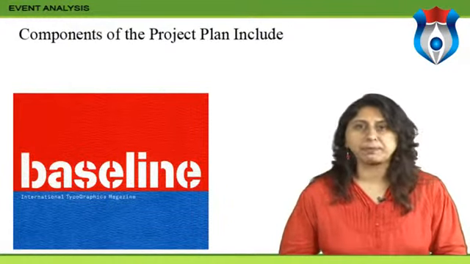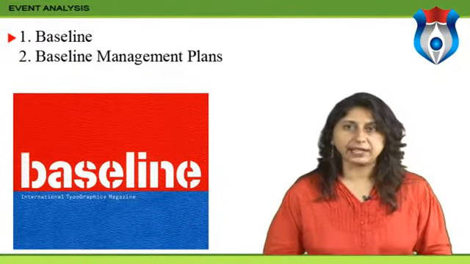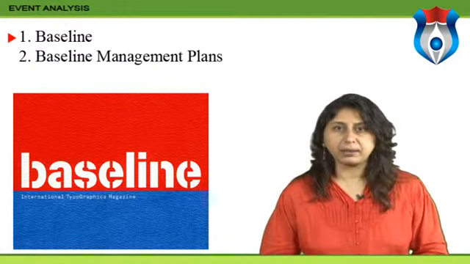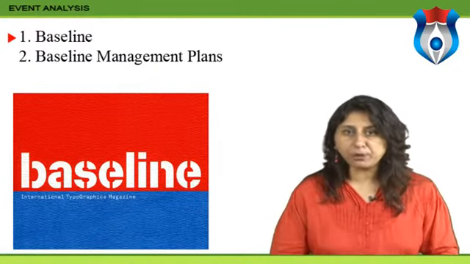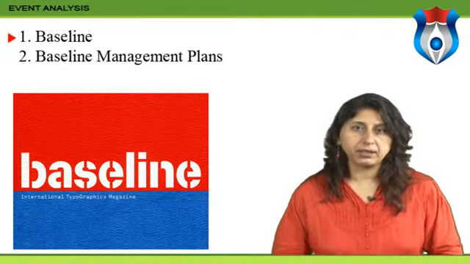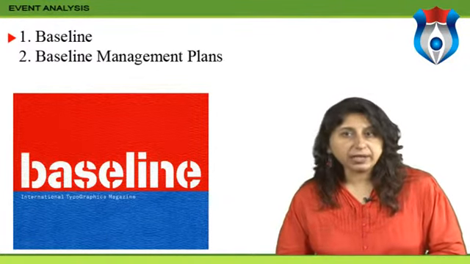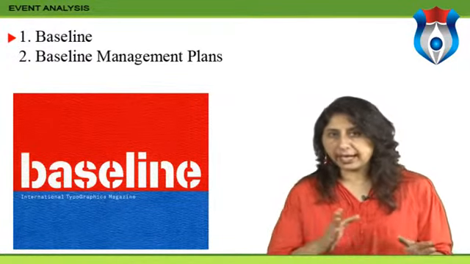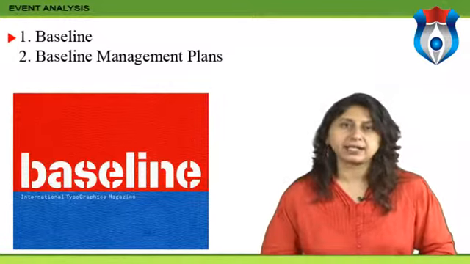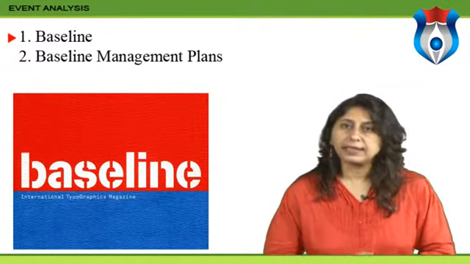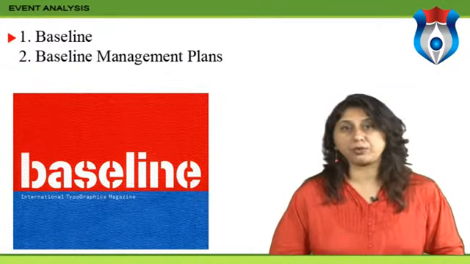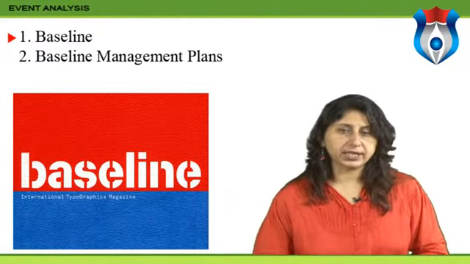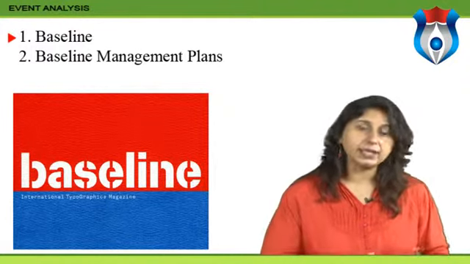Components of the project plan include baselines. Baselines are sometimes called performance measures because the performance of the entire project is measured against them. They are the project's three approved starting points and include the scope, schedule, and cost baselines. These provide the stakes in the ground, that is, they are used to determine whether or not the project is on track during the execution of the project.